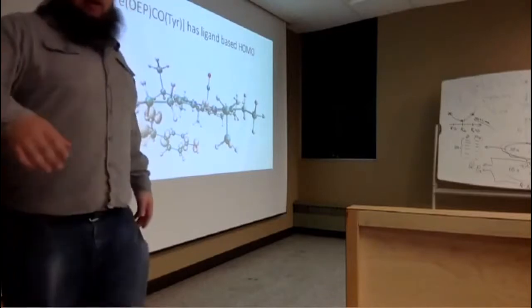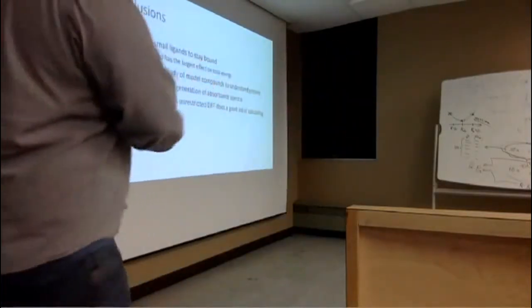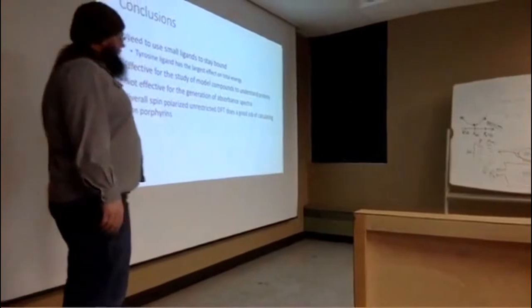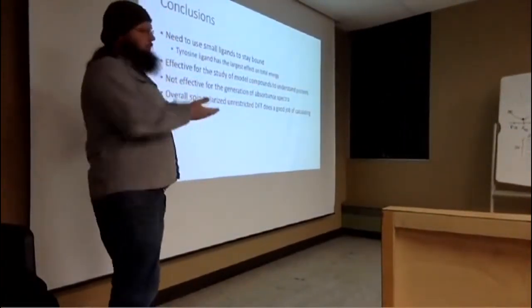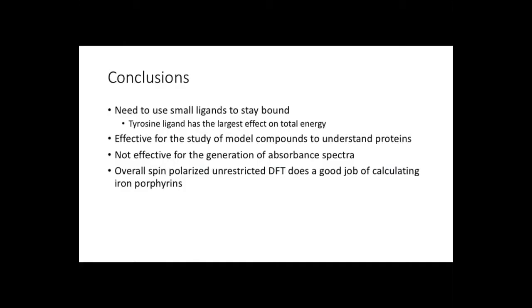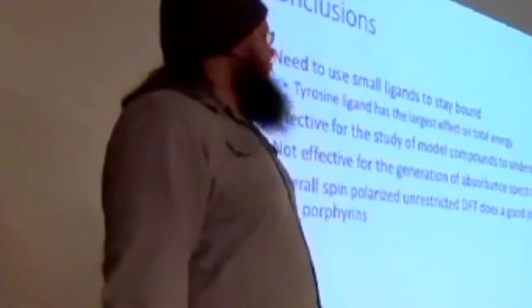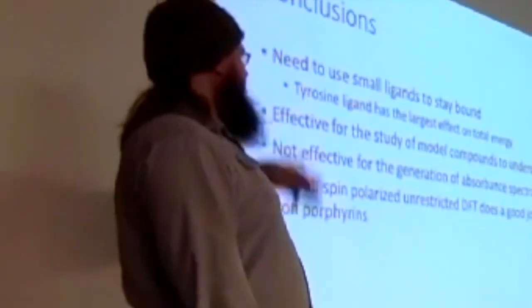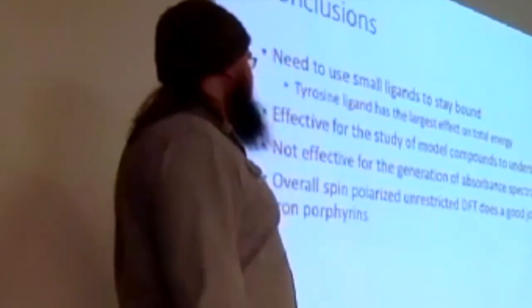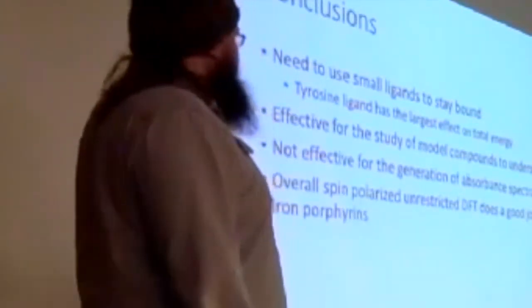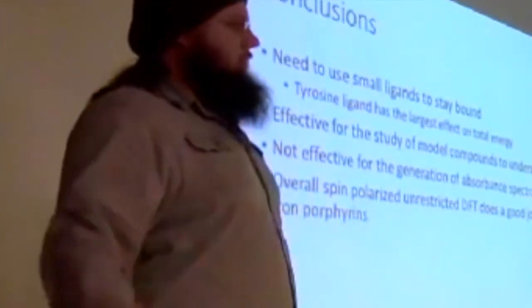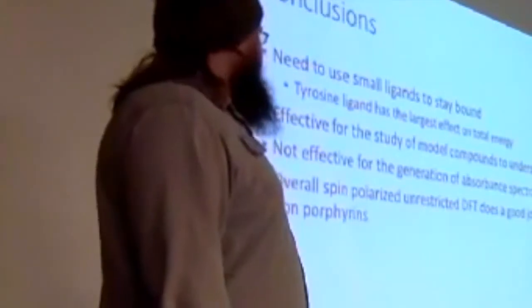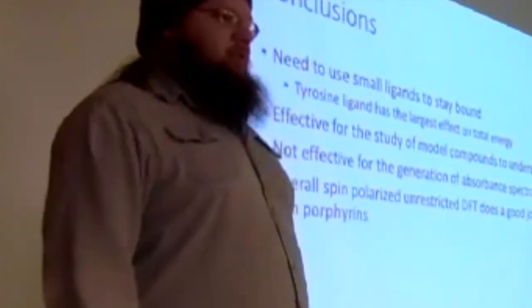So with that, I'm going to give you some conclusions. First one is you want to use small ligands. Obviously, the tyrosine fell off. It was pi stacking with the ring. Obviously, that's not what we wanted to look at. We wanted to look at what happens when we have ligands on there. That's why the tyrosine ligand had such a large effect. What we need to do is use smaller ligands without the whole amino acid backbone on there. Otherwise, they won't give us the results that we're looking for.